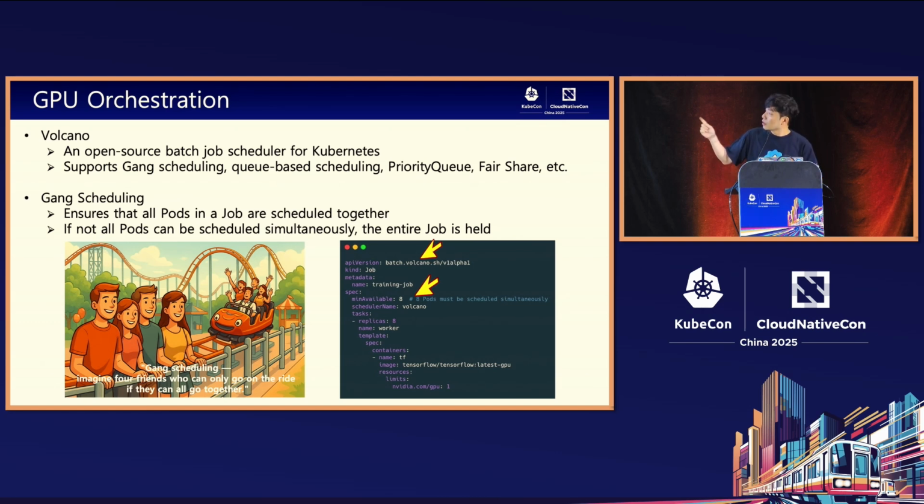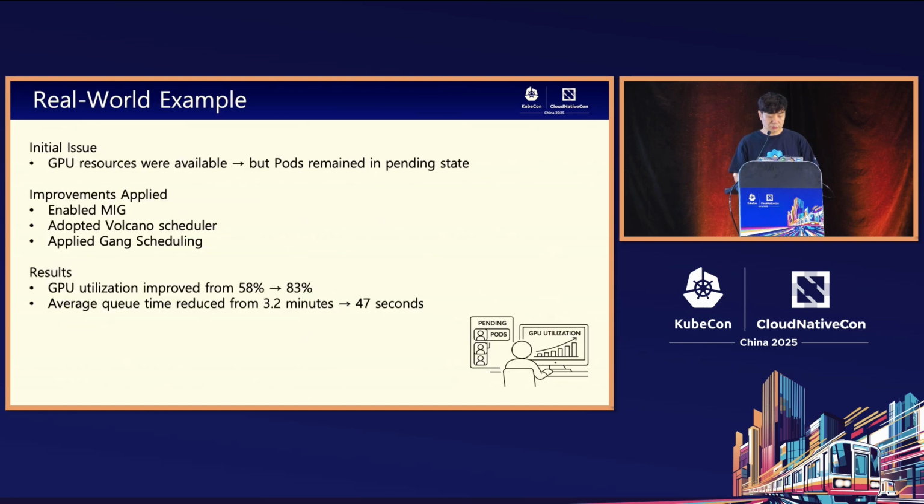If there are 8 pods, they must be scheduled simultaneously. It's the same as when we have 4 friends going to an amusement park, and we want to be in the same line with the 4 friends at the same time. So starting together and finishing together is good for GPU orchestration.